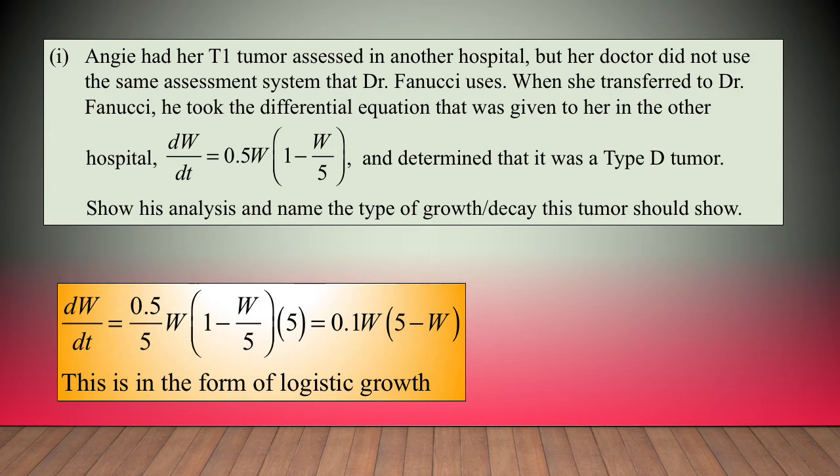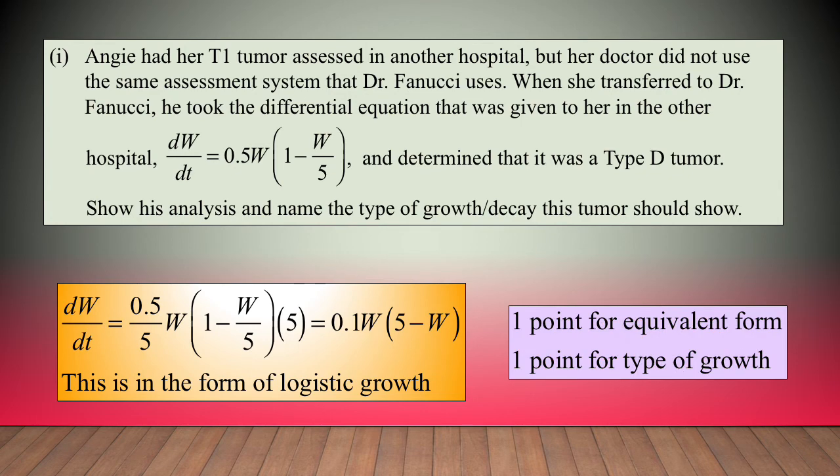If this is a type D, we need to have the parentheses in the form of M minus w, so we will multiply the parentheses by 5 and then divide by 5 on the outside. And this gives us dw/dt is equal to 0.5 divided by 5 w times 1 minus w over 5 times 5. And that gives 0.1 w times the quantity 5 minus w, and that puts it in the form of a type D, which is a logistic growth formula. 2 points here, 1 for showing the equivalent form and 1 point for the type of growth.